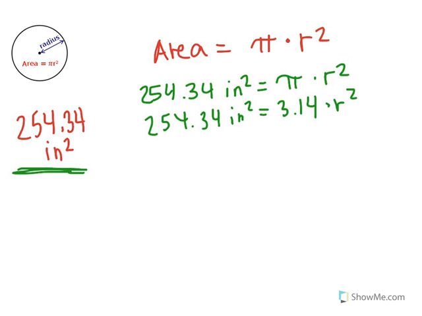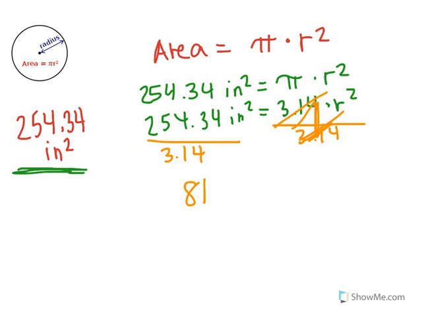Now I'm going to divide each side by 3.14 so I can get that r squared by itself. Whatever I do to the right side, I have to do to the left side. I can simplify this to 1 times r squared, or just r squared. And on the left side, I am left with 81 square inches is equal to r squared, my radius squared.